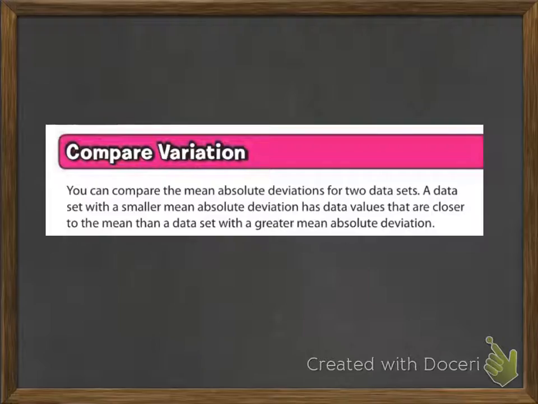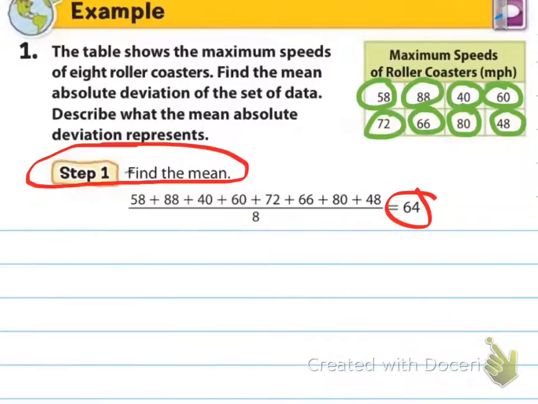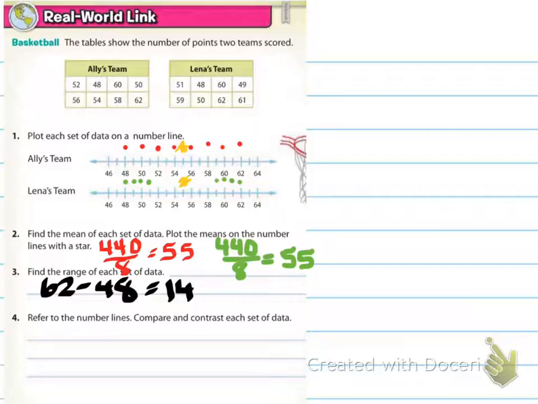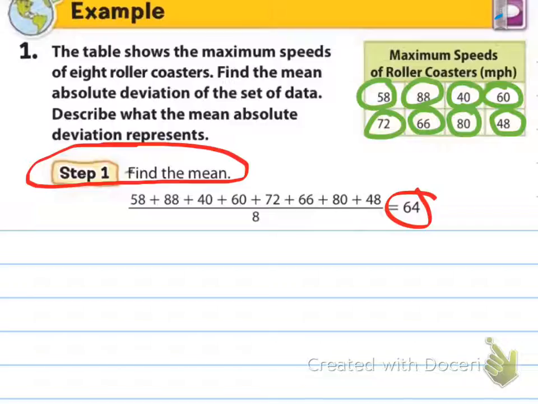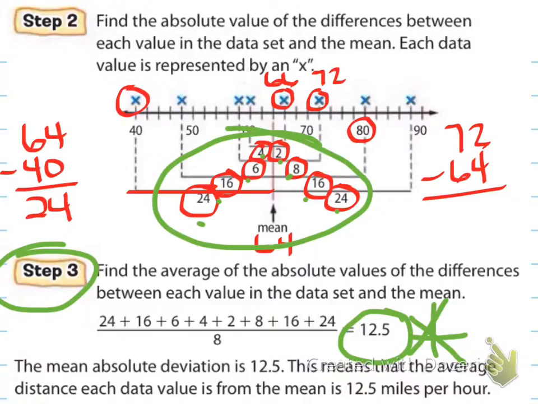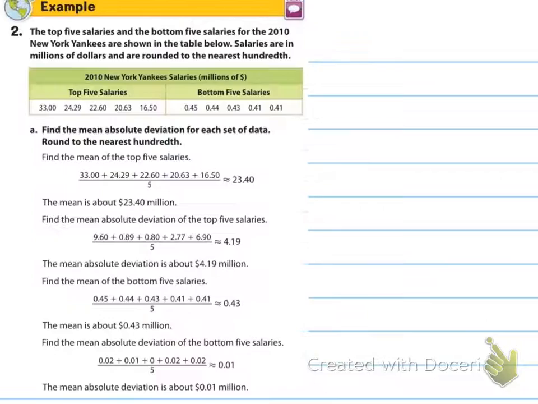All right, so now we're going to compare variation. And it says you can compare the mean absolute deviations for 2 data sets. A data set with a smaller mean absolute deviation has data values that are closer to the mean than a data set with greater mean absolute deviation. So for instance, going back, that first example that we did, the mean deviation was 12.5. Yikes.